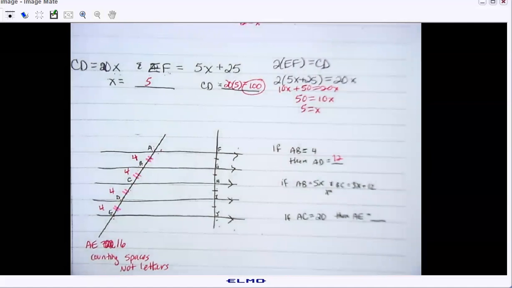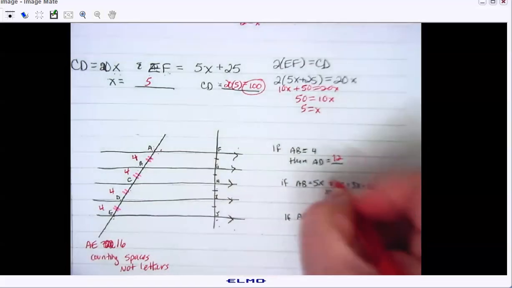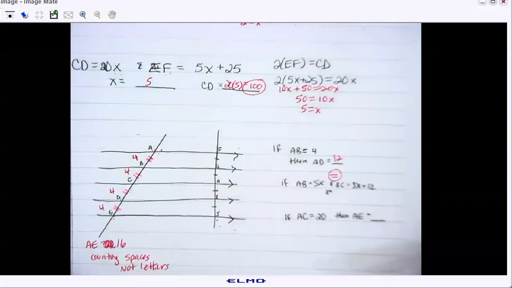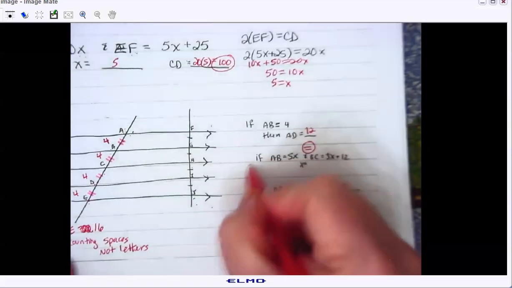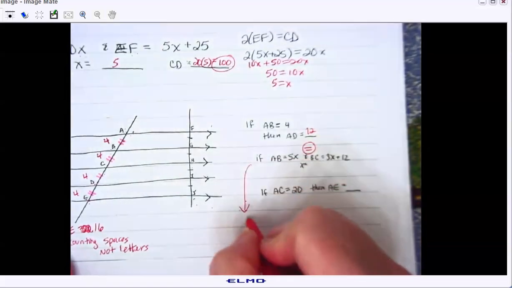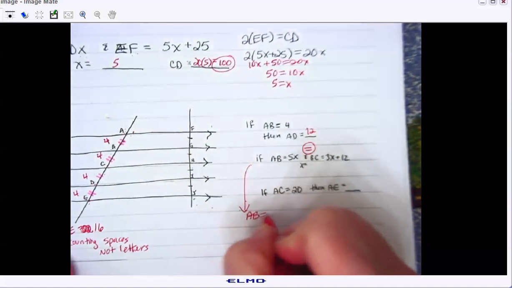What relationship do they have? The distance between A and B and C. They're equal. Good. So we know that these are going to be equal, and that would be my equation. So we know that AB is equal to BC.